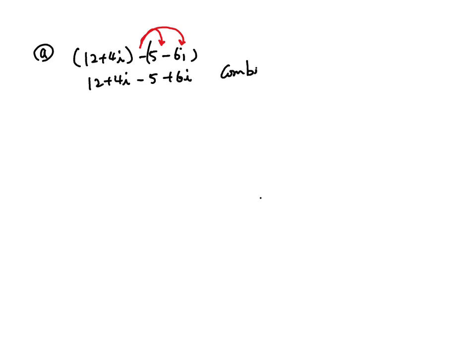And from here we combine like terms. The real parts and the complex parts, real parts go together, complex parts go together. So 12 minus 5 is 7. And 4i plus 6i is 10i. And then we're done. Okay. Adding, subtracting, very straightforward. Just make sure you don't screw up the signs.